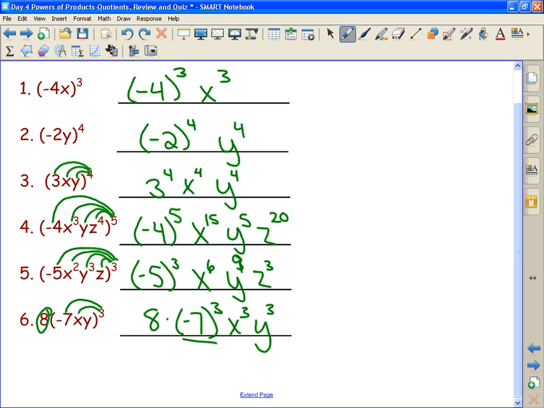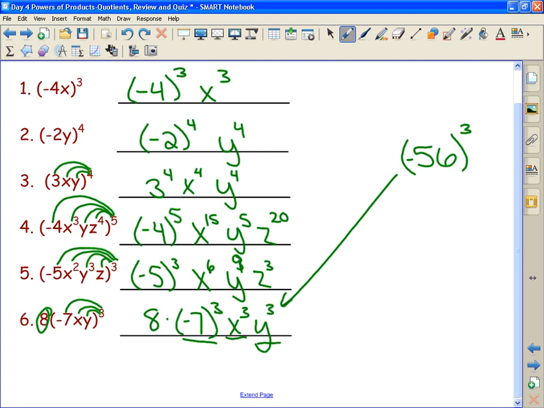Give it to the x to get x to the 3rd. Give it to the y to get y to the 3rd. And now the 8, he's just hanging out on the outside. Now, this raises a really good question right here. Can we do 8 times negative 7 to get 56 and write negative 56 to the 3rd power?